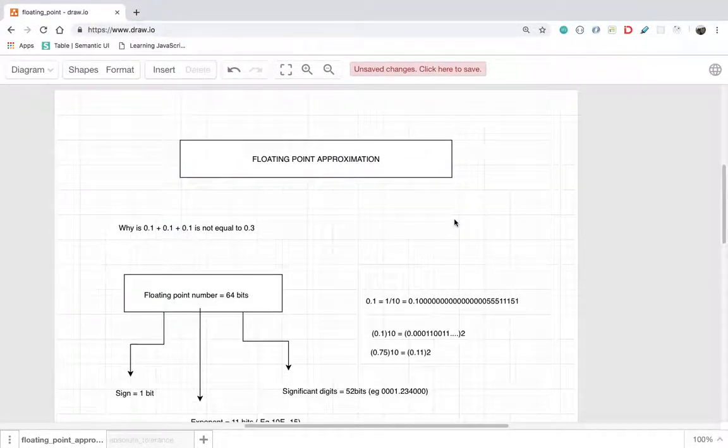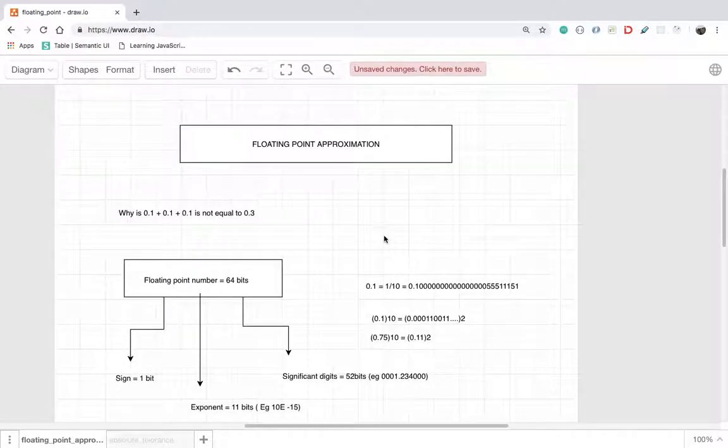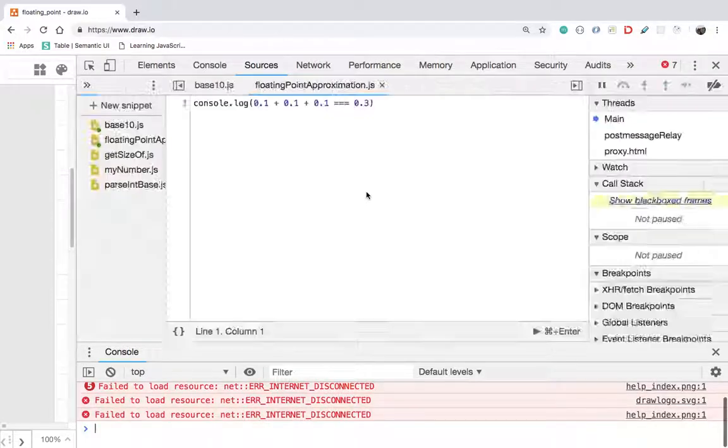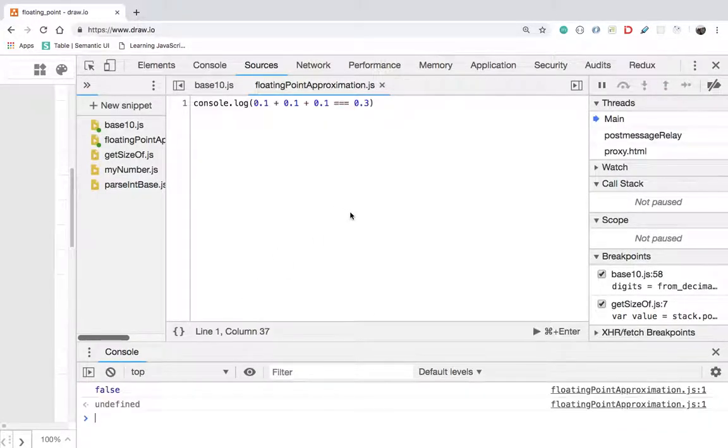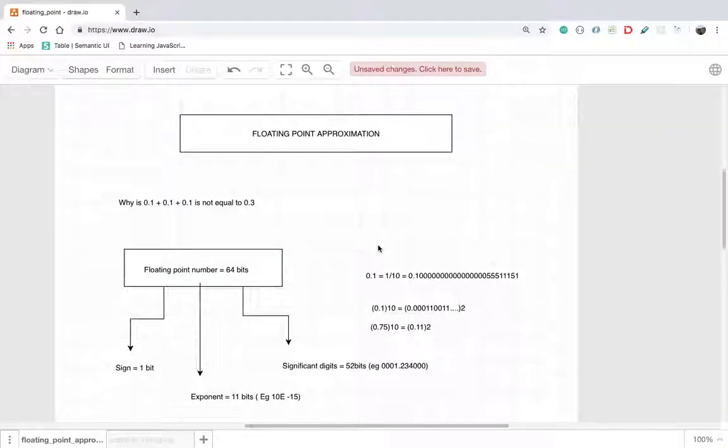In the last video, we implemented an algorithm for our custom base, which gave us the representation of a decimal in the format we specified. In this video, we shall talk about floating point numbers and see why 0.1 plus 0.1 plus 0.1 is not equal to 0.3. Before we start, let's do an equality check and see what happens when we compare 0.1 plus 0.1 plus 0.1 triple equals to 0.3, and we get false. We shall see why in this video.